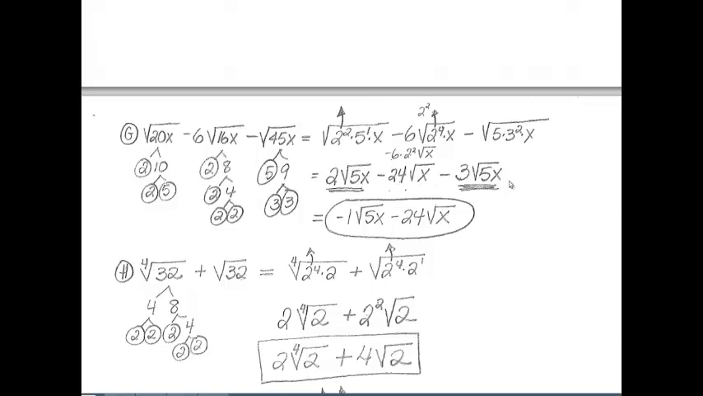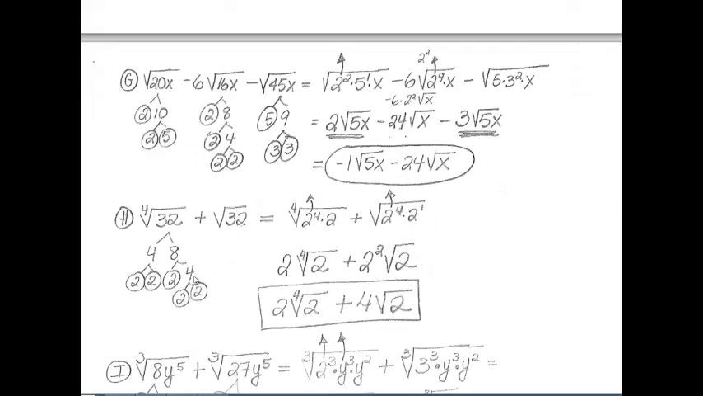Now that I have simplified these, I notice that I have two like terms: 2 square root of 5x minus 3 square root of 5x. So I combine these two to give me negative 1 square root of 5x. And I bring down the 24 because I cannot combine it with these, because this is 5x and this is just x. So then this will be my final answer. Okay?